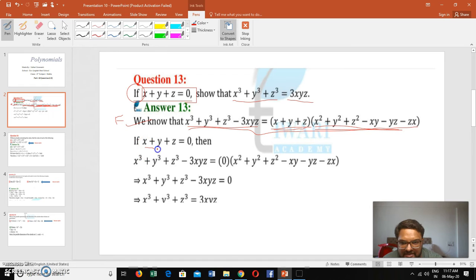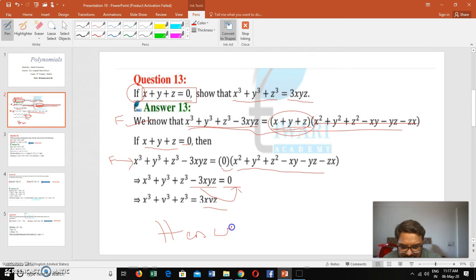Let's start with the question. If x plus y plus z equals 0, then here is the formula. In this formula, in place of x plus y plus z we will write 0. 0 with the bracket will give you 0. So x cube plus y cube plus z cube minus 3xyz equals 0. Bring this to the other side to become plus 3xyz. So hence it is proved. Let's go to the next slide.